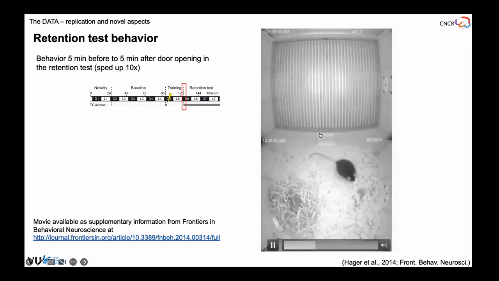Here is the door. You will see in a minute when it opens. Here is a water spout. In the beginning, we had food on the bottom. We have changed, of course, a lot in the meantime, and I will give you some ideas on this later.